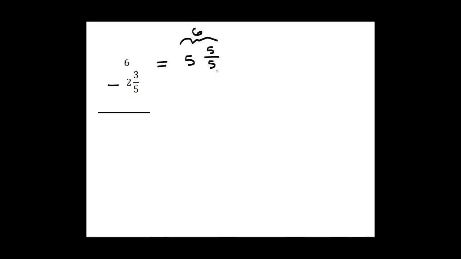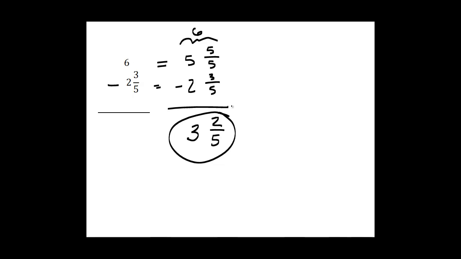So 5 and 5/5, and from that I'm going to subtract 2 and 3/5. So 5 minus 3 is 2, and we have the same denominator 5, and 5 minus 2 is 3. So 3 and 2/5 is 6 minus 2 and 3/5.